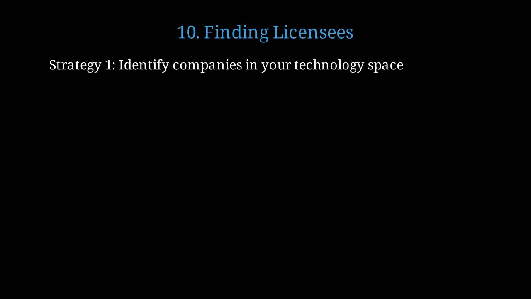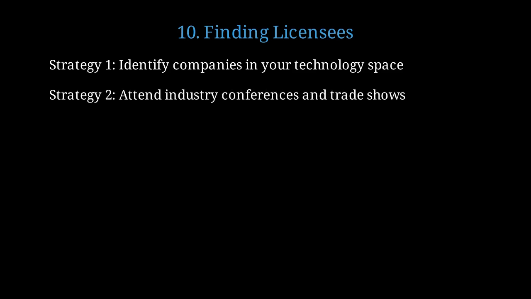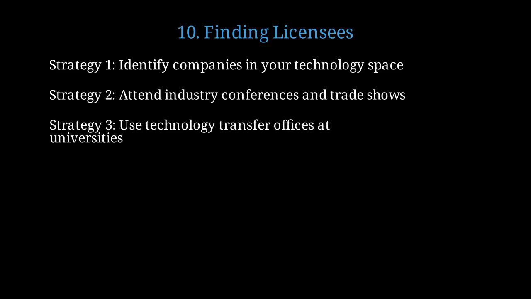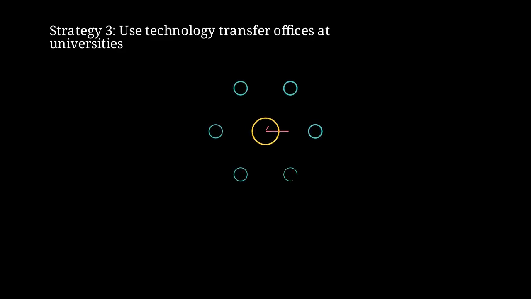How do you actually find companies interested in licensing your patent? Strategy 1 is to identify companies already operating in your technology space. They understand the market and have distribution channels. Strategy 2 involves attending industry conferences and trade shows where you can network with potential licensees. Strategy 3 is leveraging technology transfer offices at universities. They have established relationships with industry and licensing expertise. Building a strong network in your field is essential. Each contact can lead to multiple potential licensees through referrals.